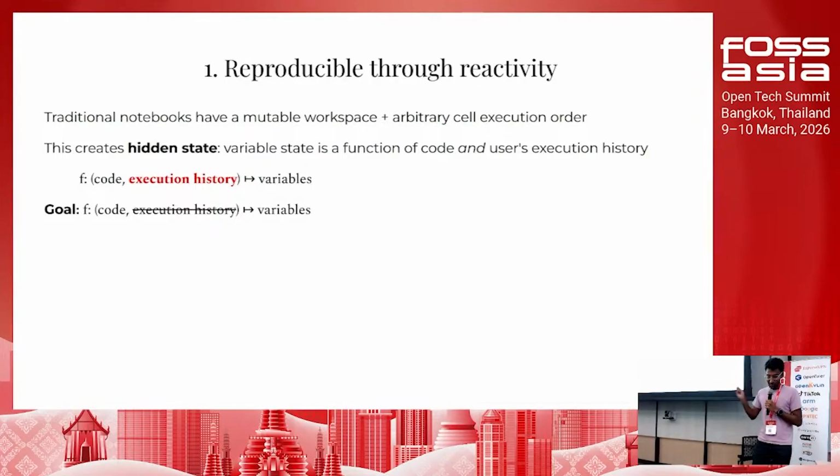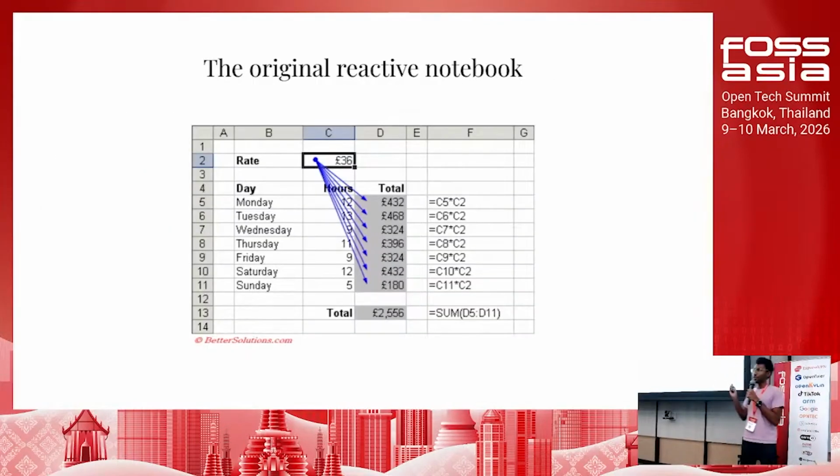To fix this, let's eliminate execution history. This isn't a new concept. Excel does it as well. If I define one cell at the top, and all my subsequent cells refer to it, when the original cell changes, everything else changes as well. So there's a single source of truth.